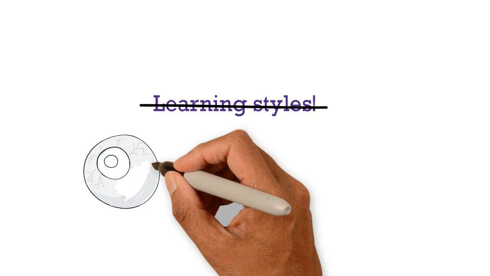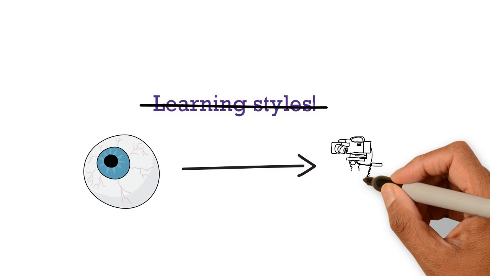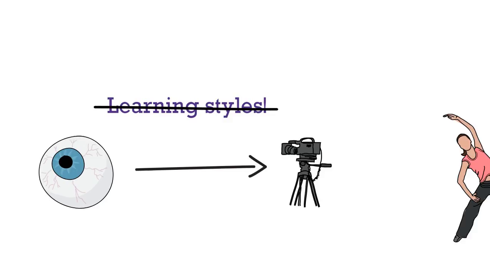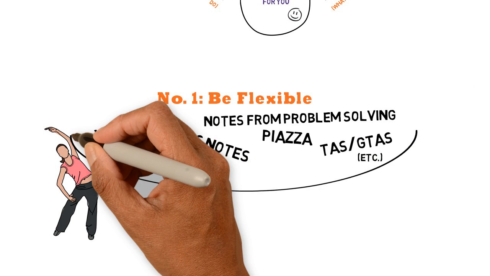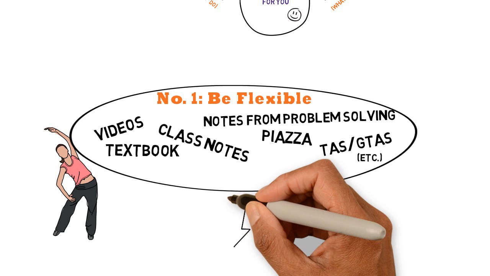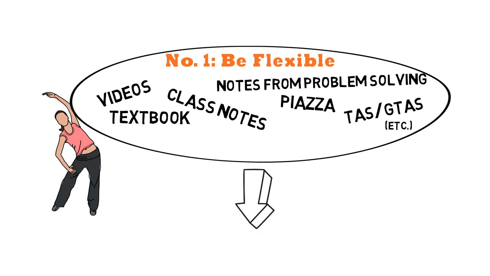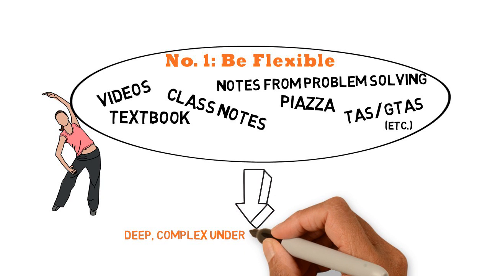We also noticed that in the past, students tend to select resources based on what they think their learning style is, and I want to caution you against this. You may think, oh, I'm a visual learner, so I'm only going to use the videos. But that limits your choices, and the other resources might be a lot more helpful than you think. We found that successful students are the ones who use a variety of resources, so don't get hung up on just one resource. Be strategic, be flexible, and use a lot of resources to develop a deep and complex understanding of mechanics.